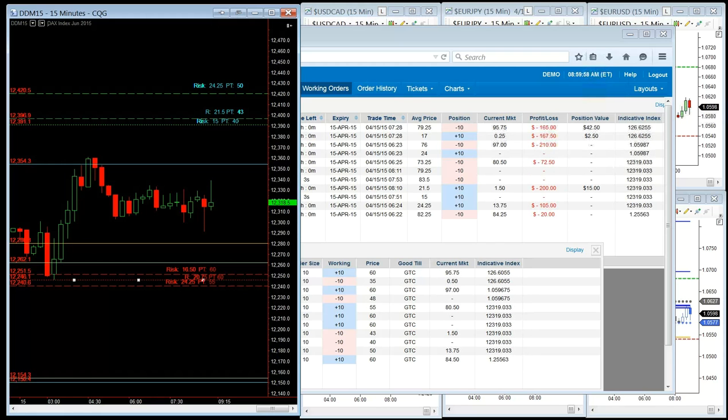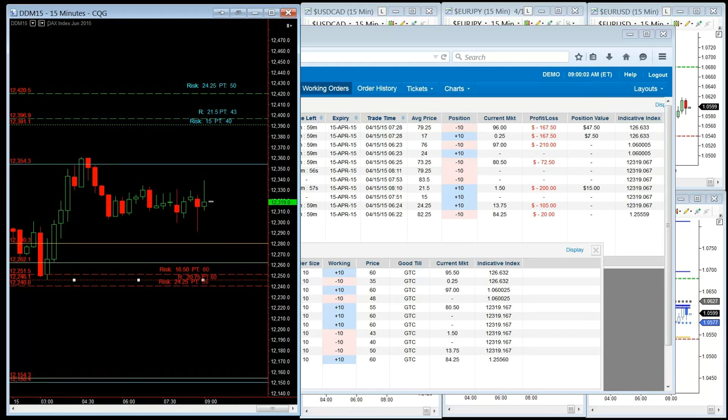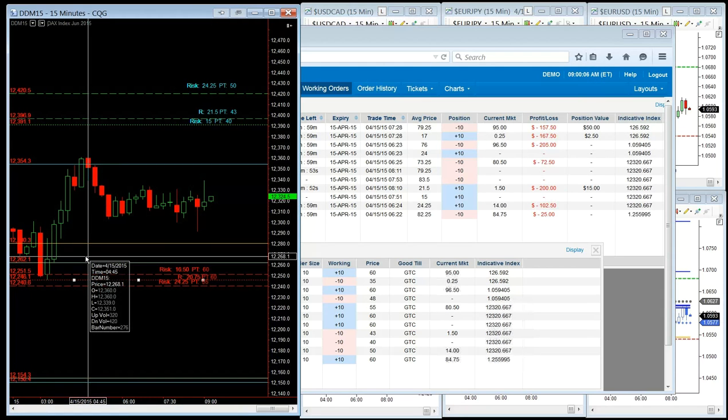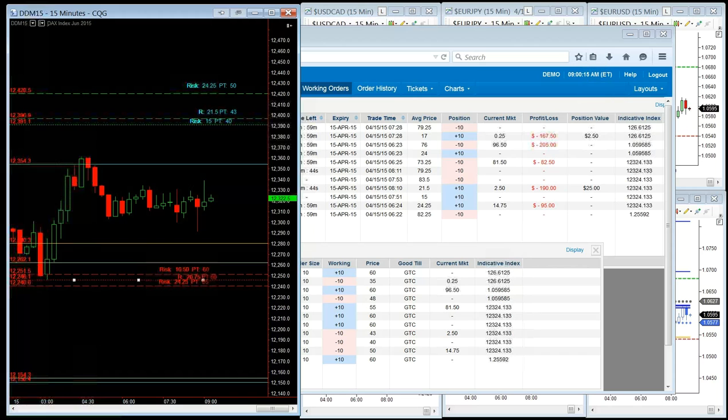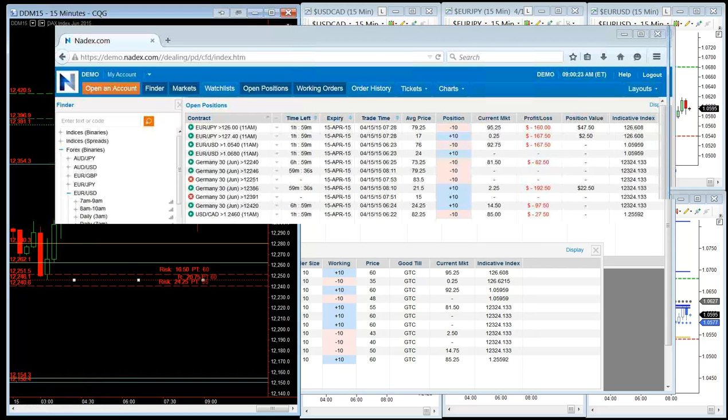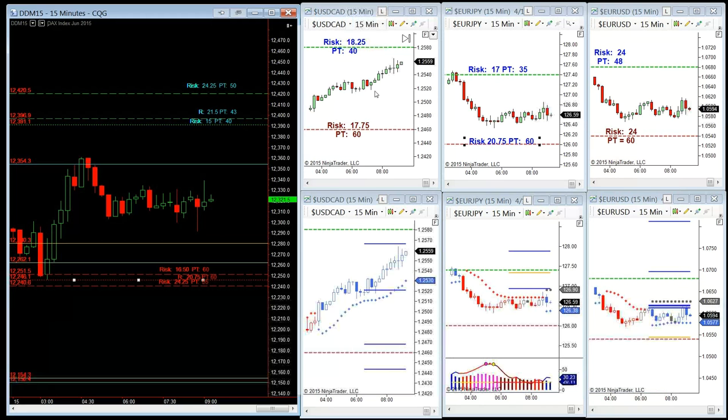I'm updating my spreadsheet, so that one's expired now, and this one is expired at the bottom. So far we're down $22.50. Because remember, we already made profits on the USD Canadian. So this one we're already out of. We just have this one left.